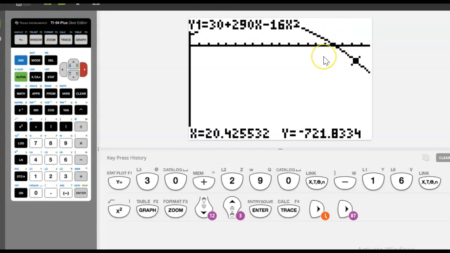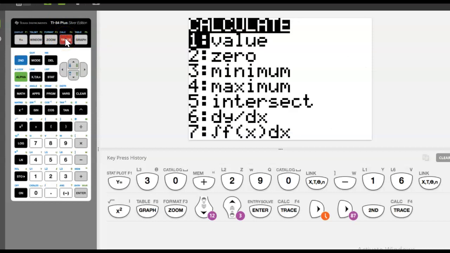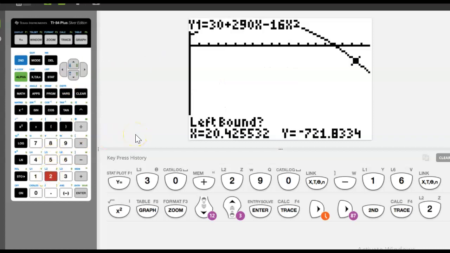We're going to make the calculator do the work for us. And we're going to do second, which is on my calculator blue, and then trace, second and trace. And now we have the calculation screen where the calculator will do it for us. We want it to calculate the 0, number 2, the 0. So we're going to do number 2. And now it wants us to guess the left side of where we think the 0 is and the right side of where we think the 0 is. And by 0, I mean the x-intercept.